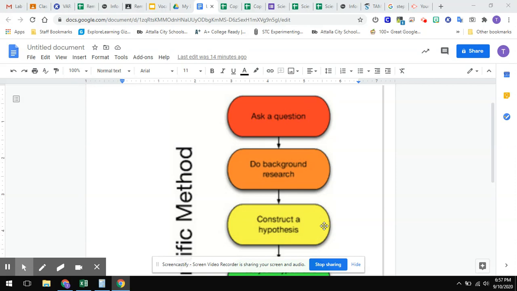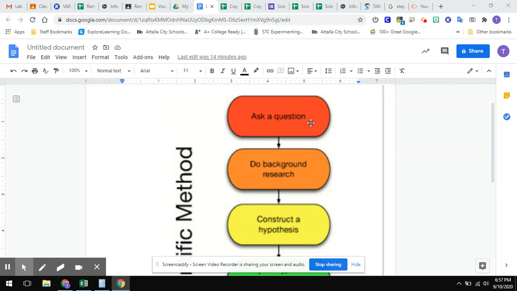You could go look up lots of them. They're not all going to look the same. This is just one that I pulled up. It starts out with a question. This can also be referred to as a problem. You will not have a lab if you do not have a question or problem.